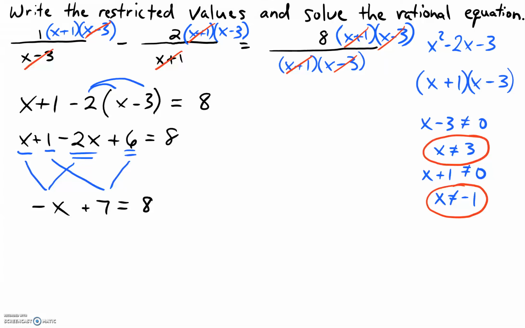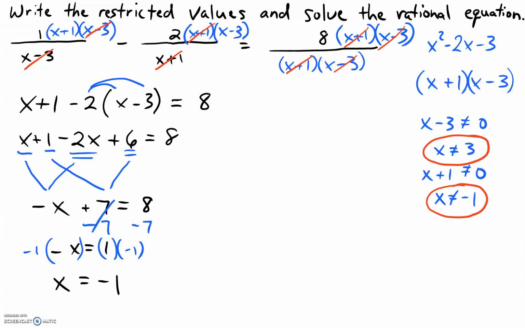So now let's get the variable completely isolated, so subtract 7 from both sides. We have negative x equals positive 1, and then we can multiply both sides by negative 1. Negative 1 times negative x gives us positive x. 1 times negative 1 gives us negative 1. So our potential solution is x equals negative 1.